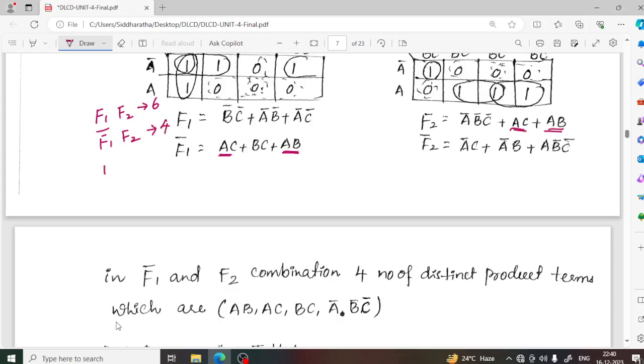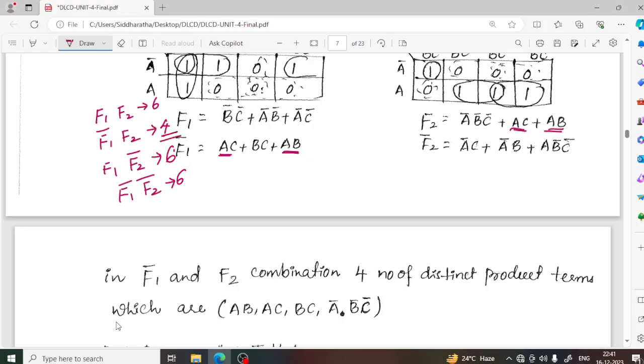Next, consider F1 and F2 bar. So in total how many distinct product terms are there? 1, 2, 3, 4, 5, 6. Right. Then F1 bar and F2 bar. Here how many distinct product terms are there? 1, 2, 3, 4, 5, 6. All are different, right?